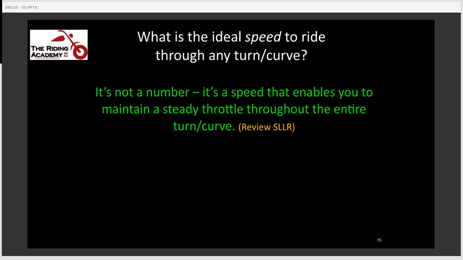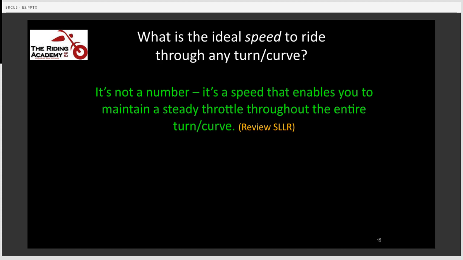Now, we came up with a concept or an acronym called SLUR. We use it in our motorcycle safety courses. The acronym stands for slow, look, lean, and roll. So let's go over the slow part. Two things about slow. First, you want to slow down well before the entrance to the turn. Second, you want to slow down by using the brakes.